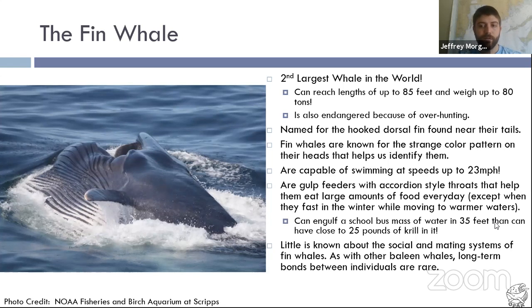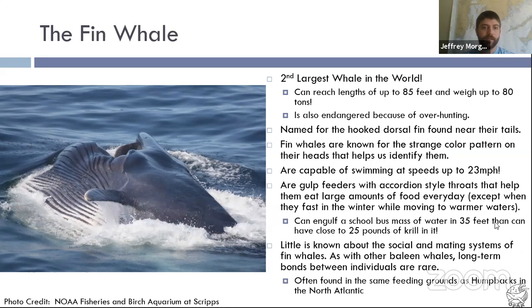Little is actually known about the fin whale's mating systems, but we think, just like other baleen whales, that they don't form long-term bonds with each other. Fin whales do have very flat heads, and they have actually been known to breed with blue whales out in the open ocean, but we haven't seen the offspring of that hybrid actually be able to reproduce.